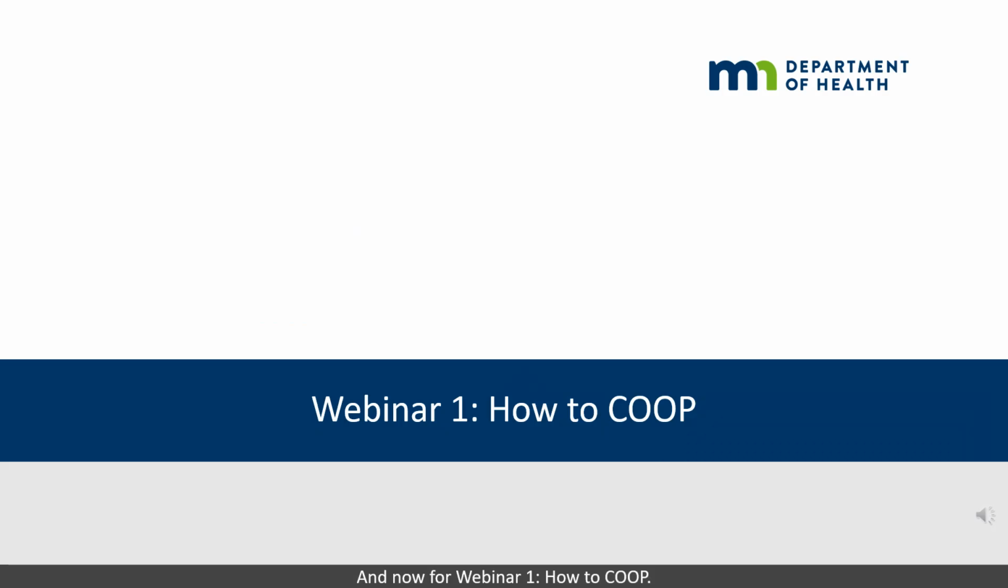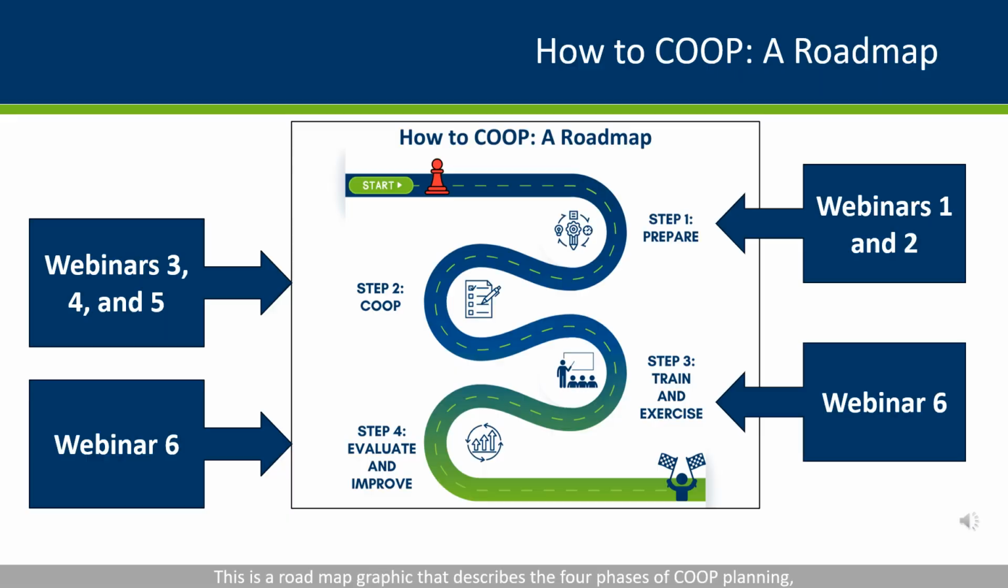And now for webinar 1, How to COOP. In this webinar, we will focus on the COOP planning process. This is a roadmap graphic that describes the 4 phases of COOP planning, and each phase corresponds to a bend in the road. There is a red chess piece that will move with us as we progress through this roadmap and progress through the webinars.